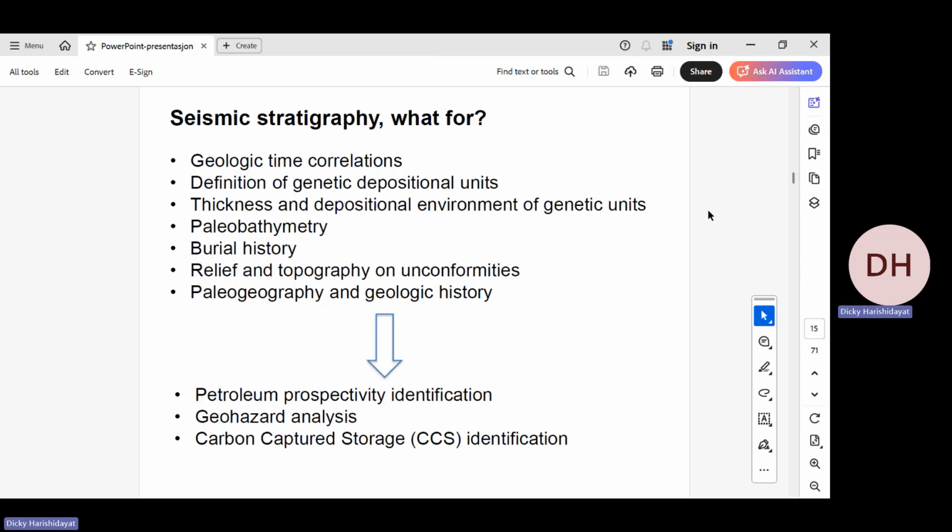So this one is the definite things that we need to define on the seismic reflection data related to the method, and at the end we can define the play prospectivity identification, geohazard analysis, carbon capture, storage identification, and characterization.